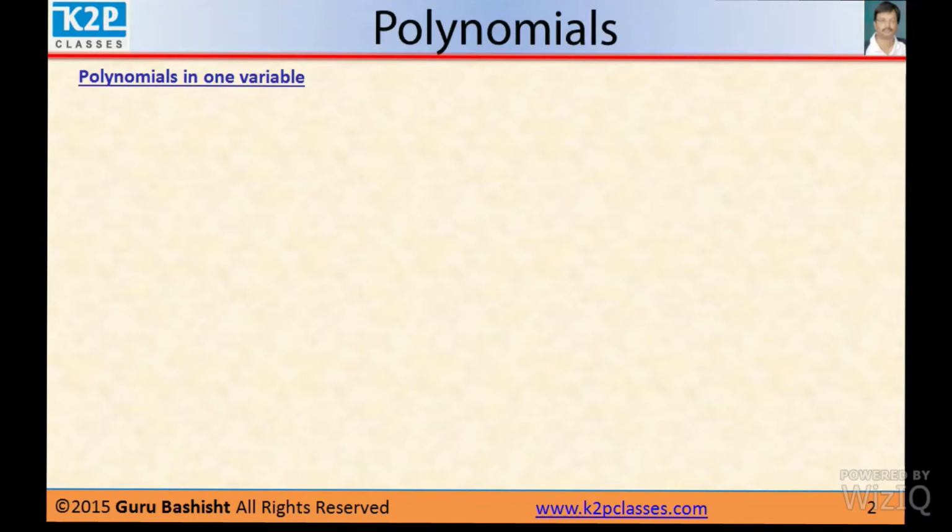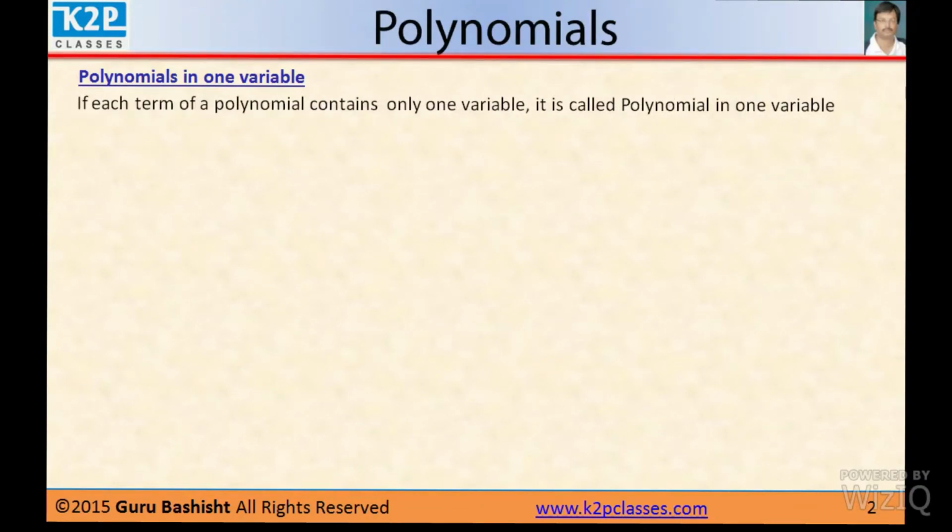Polynomial in one variable. As the name makes clear, in this type of polynomial there will be only one variable. If each term of a polynomial contains only one variable, it is called a polynomial in one variable. Example: x, y cube, 3z, 8x plus 6, x square plus 5x plus 3. See the last one. Although there are 3 terms, the whole expression contains only one variable, that is x.